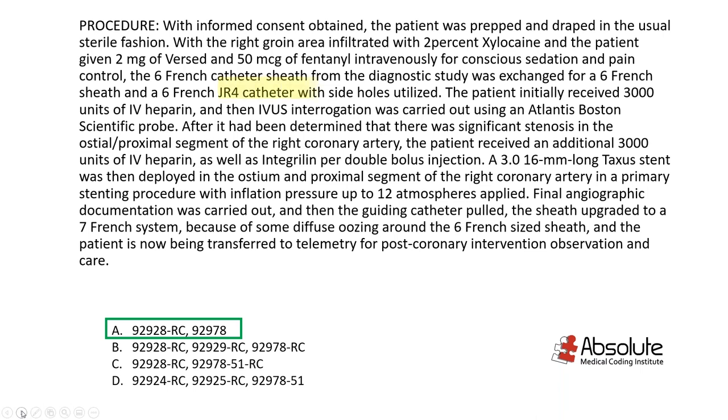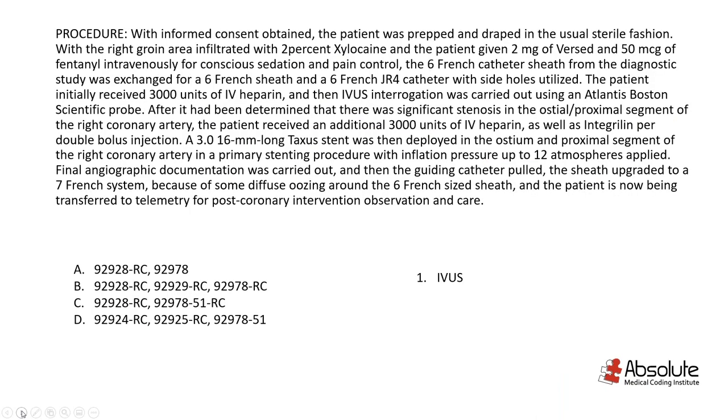Let's look at our keywords. We know that a catheter was used for the diagnostic study. IVUS interrogation was carried out. We know that there is stenosis in the right coronary artery and that the proximal segment of the right coronary artery had a stenting procedure performed on it. So we're looking for IVUS. That's what this language tells us.